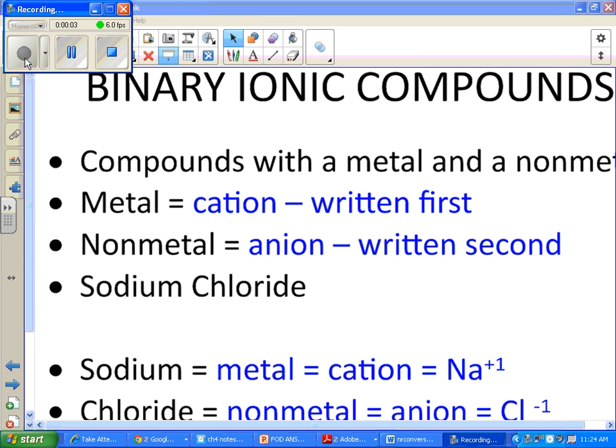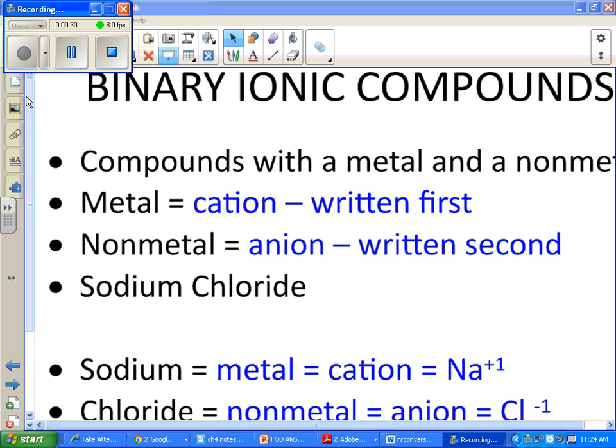Alright, today we learned about binary ionic compounds, and the difference between ionic and molecular is that ionic deals with metals and nonmetals. Metals are usually a cation, which is something positive, and it's written first. Nonmetals are the anions. They're usually something negative and they are written second.